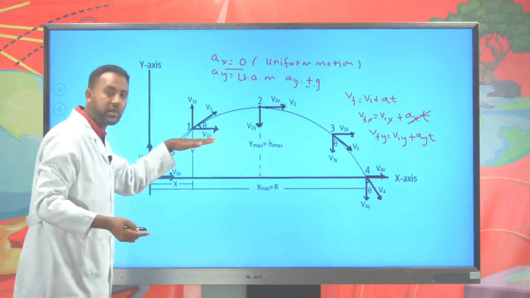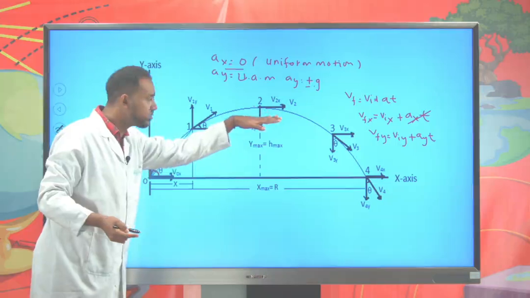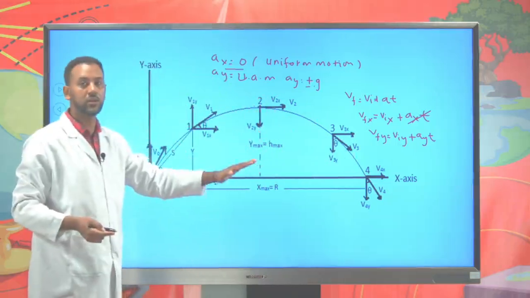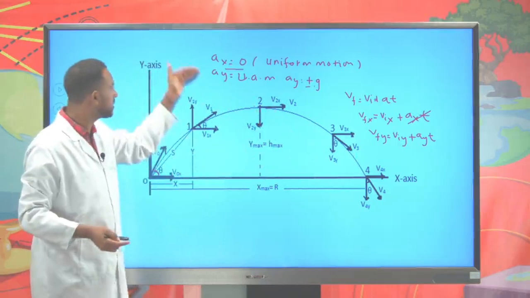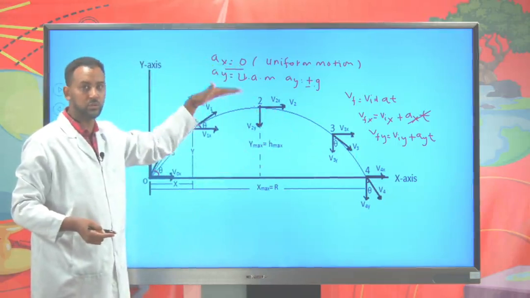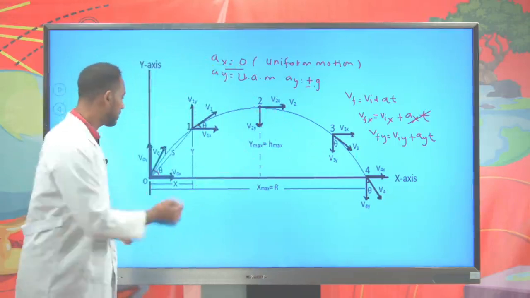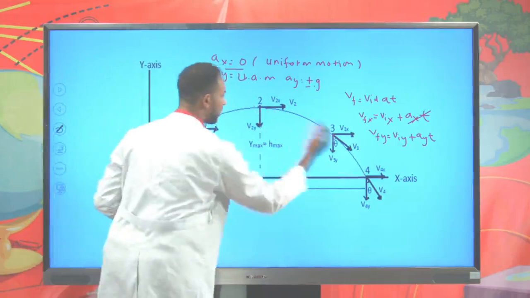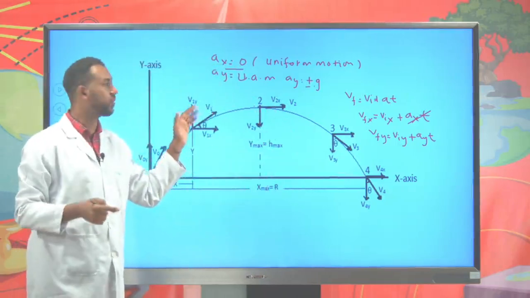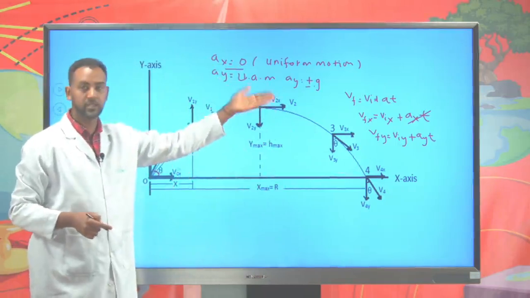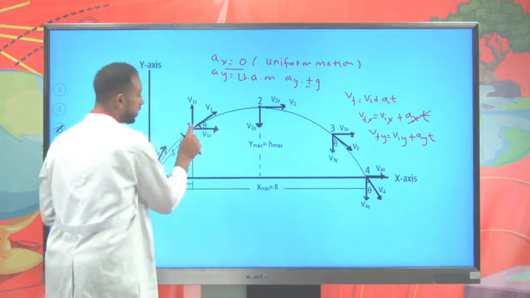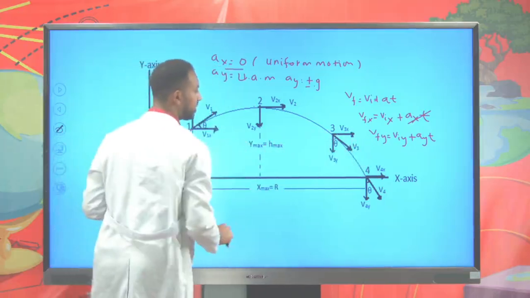At 1 second it is 60, it remains there. At 2 seconds it remains 60. At any time t, the horizontal velocity remains constant. That's why it's called uniform motion. The horizontal component is called uniform motion, so the velocity remains constant. But the vertical component depends on the vertical acceleration, and that is gravity. Therefore, suppose at point 1, what will be the final velocity?